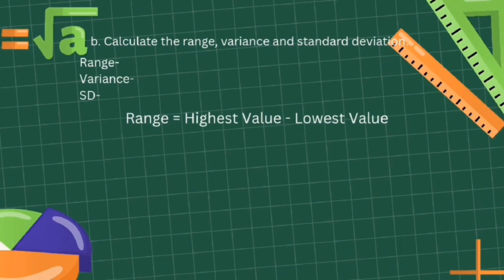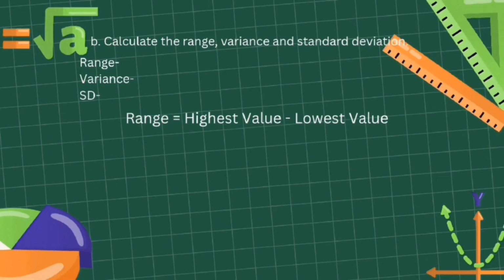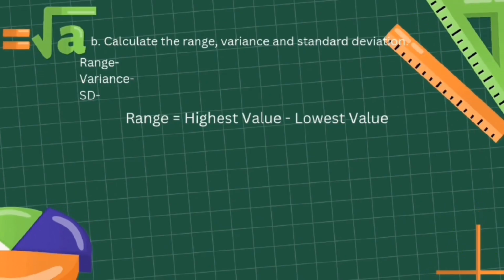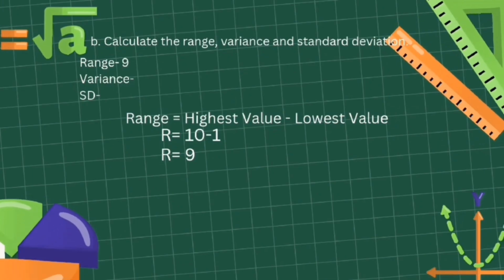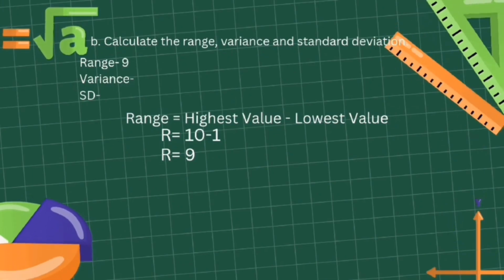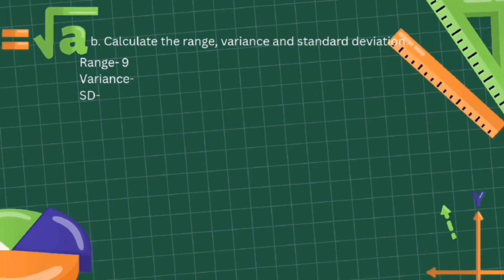The range shows the difference between the highest and lowest value in the data. The formula is range equals highest value minus lowest value. To get the range, we subtract the lowest value from the highest value. The highest value is 10 and the lowest value is 1. So 10 minus 1 equals 9. Therefore, the range is 9.